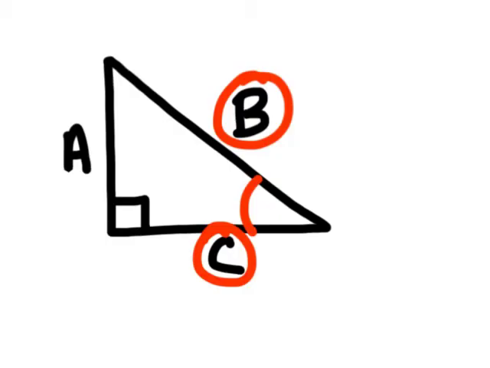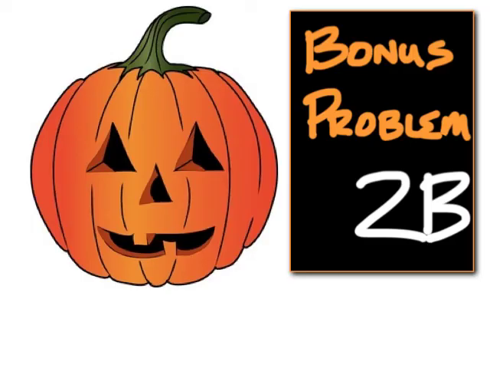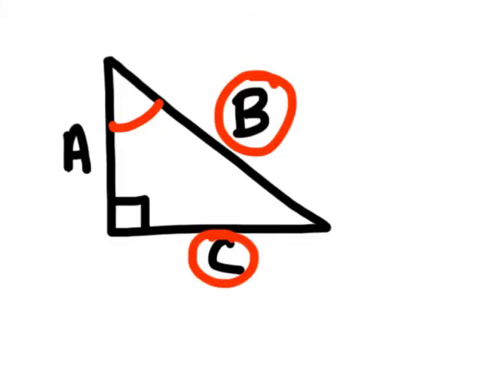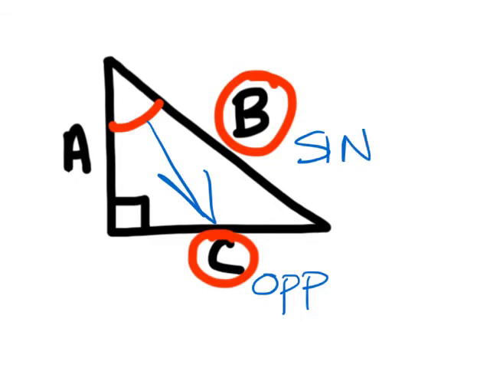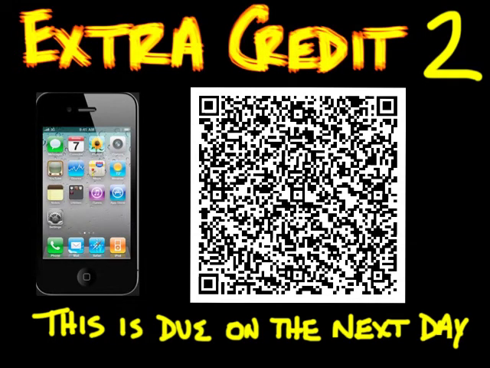Practice problem 2B. What is the function that's being displayed here? On the practice problem, this is adjacent, this is hypotenuse, it should be cosine. Bonus problem 2B. What function is being displayed? On this problem, you're using this angle, and this should be opposite. This is hypotenuse. This should be the sine function.